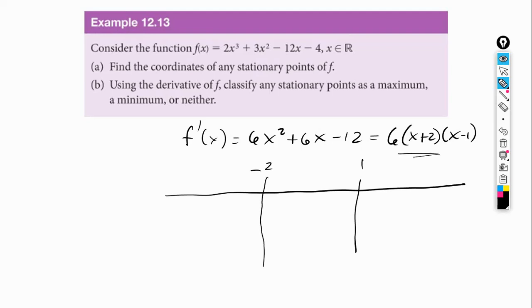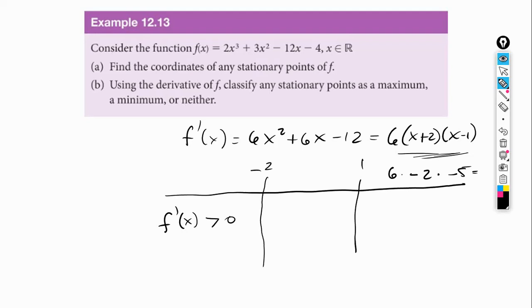So we're going to use this to determine the sign of numbers that are less than negative 2. Let's plug in something like, say, negative 4. If we plug in negative 4 for x, what do we get? We get 6 times negative 2 times negative 5. And notice that this is going to give us something positive, because this equals 60. So that means that here the slope is greater than 0 for all these values before negative 2. That means that the graph is increasing in this interval.